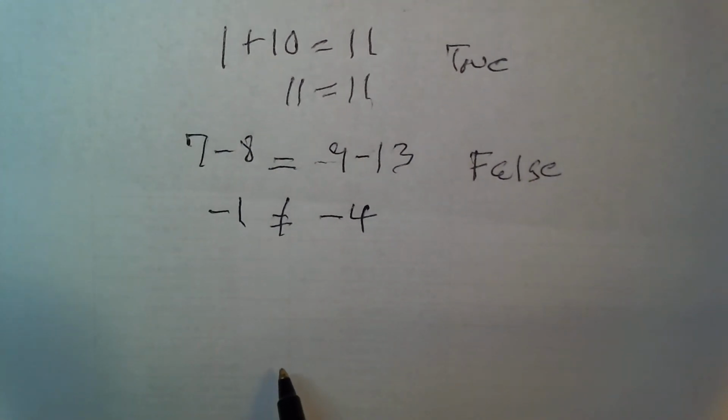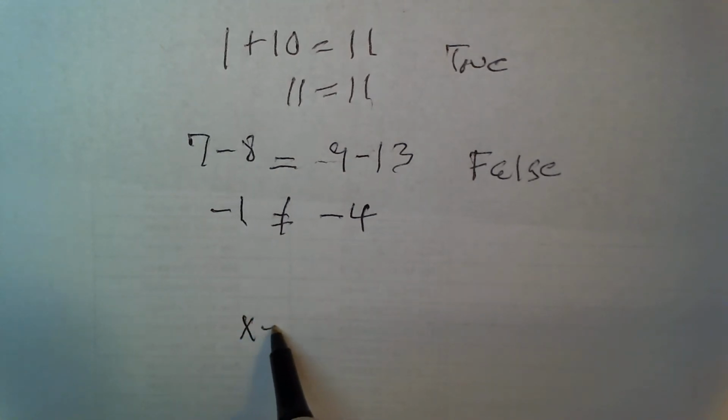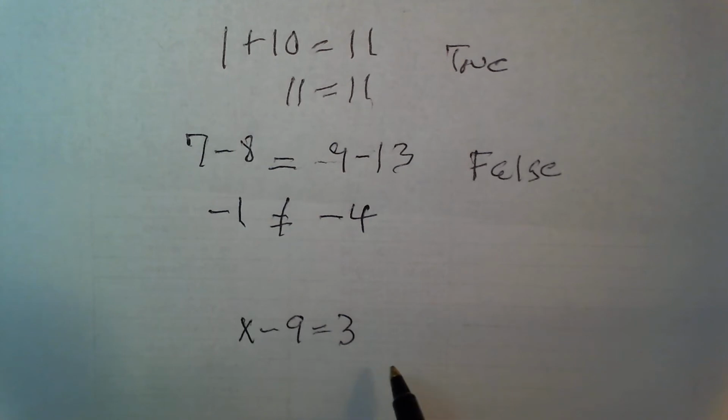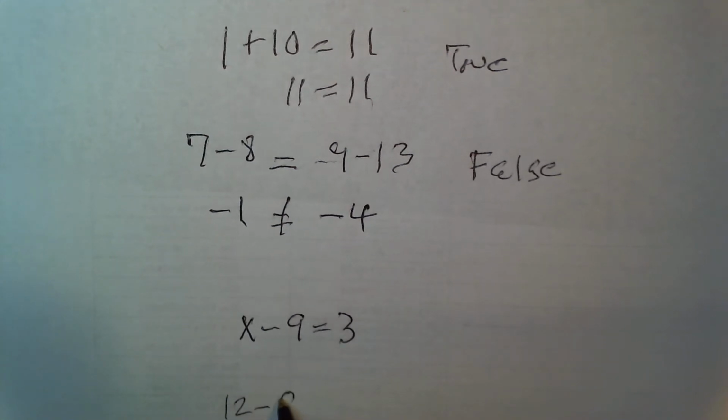And let's look at another equation. Let's say the equation x minus 9 equals 3. So that is neither true nor false. The reason why is because we don't know what x is. If we select the right number for x, then it would be a true equation. For example, if we say x equals 12, 12 minus 9, is that equal to 3? Yes, 12 minus 9 is 3.